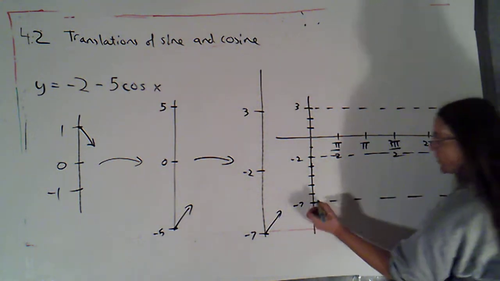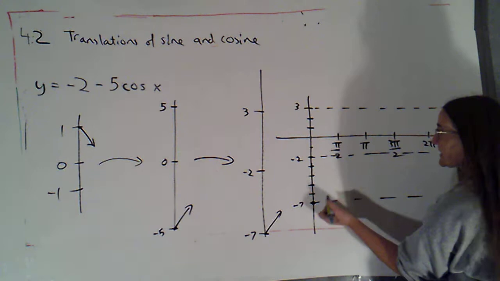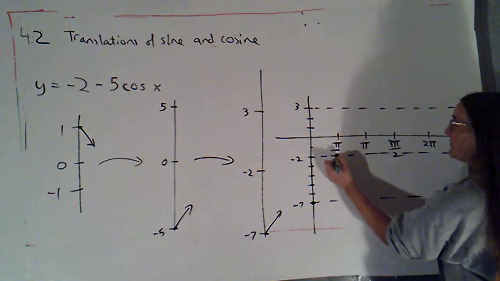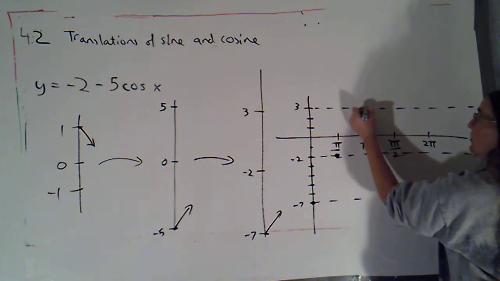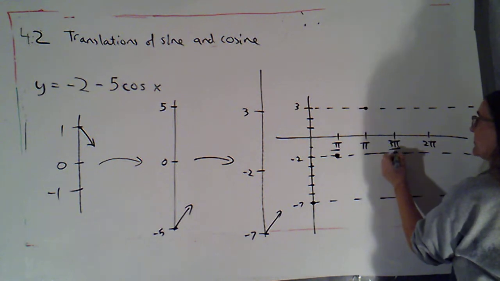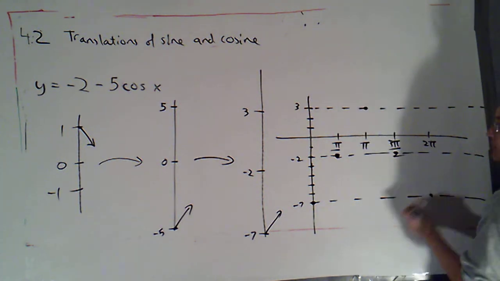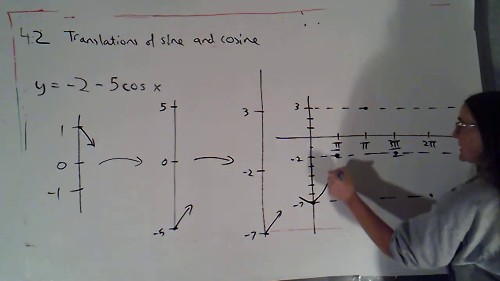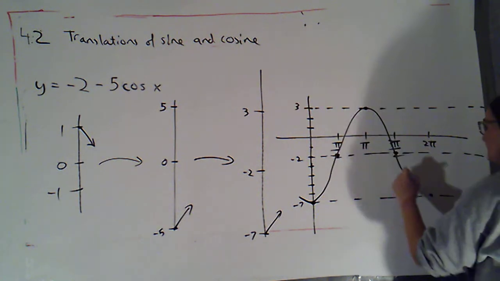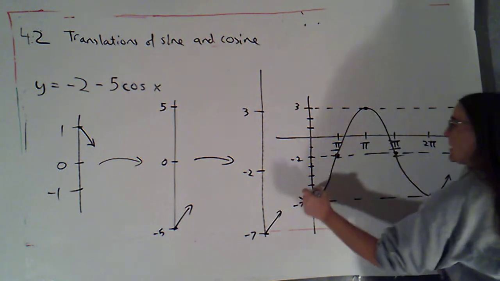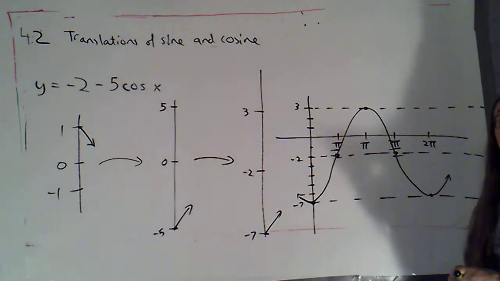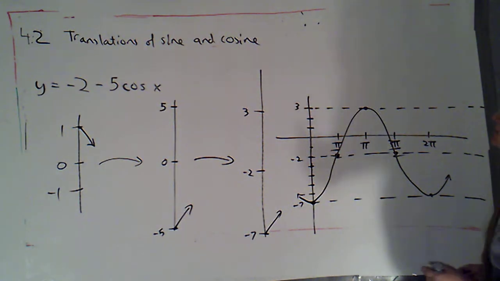And we're supposed to start low. Next important angle, we're at a middle value of -2. Then we're at a high value, then a middle value, then a low value. Connect the dots with a nice smooth curve. Don't forget your arrows because it keeps going. And now we've done 2 vertical transformations.